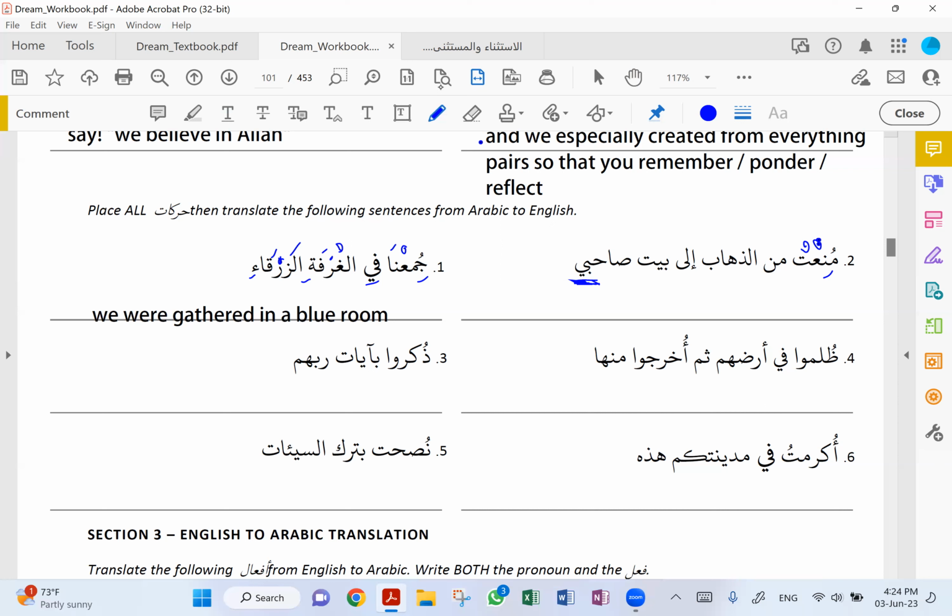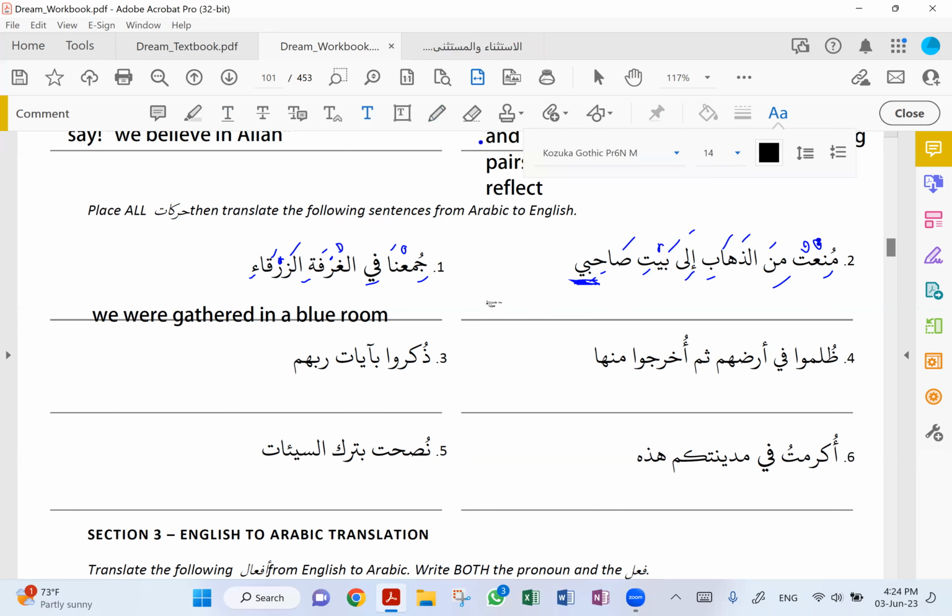Anyway. So min الذهاب إلى بيت صاحبي. Sahibi. Right. And that would mean I was forbidden, prevented, yeah, we can go with prevented, yes, going to my friend's house. Yeah. I was prevented from going to my friend's house.